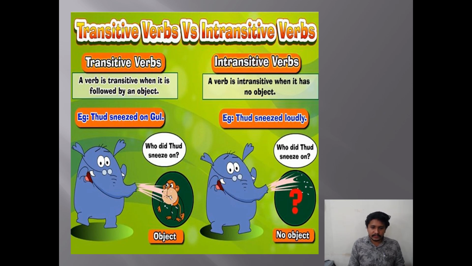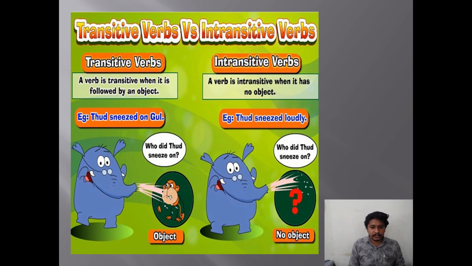Who did Thud sneeze on? What is the object? Gul. Thud sneezed on what or whom? Gul. Next one: Thud sneezed loudly. The verb sneezed is used in both sentences. One is used as transitive, one is used as intransitive. Who did Thud sneeze on? With the question, there is no object.